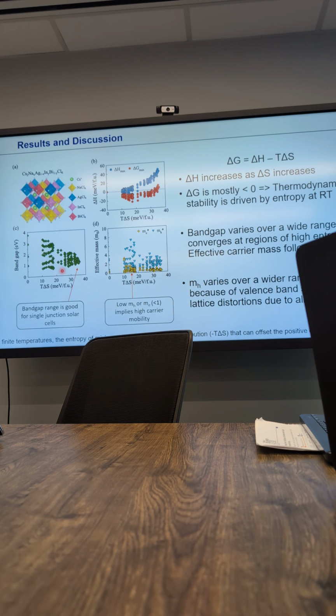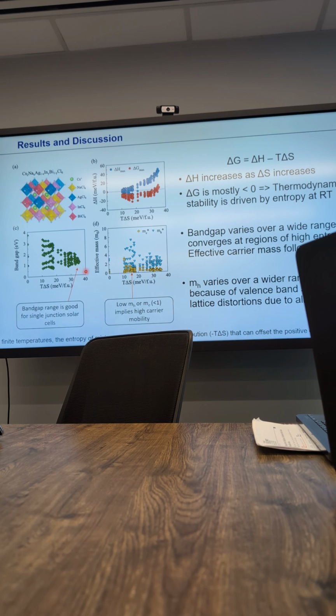But then as they increase the disorder and the entropy increases, we have this convergence at a smaller band gap range. They were saying this range was between maybe 1.2 and 1.7 or something, and this is the general range for single junction solar cells. And so it means that when you are able to increase the configurational entropy of these alloys to this range, you can use them for single junction solar cells.